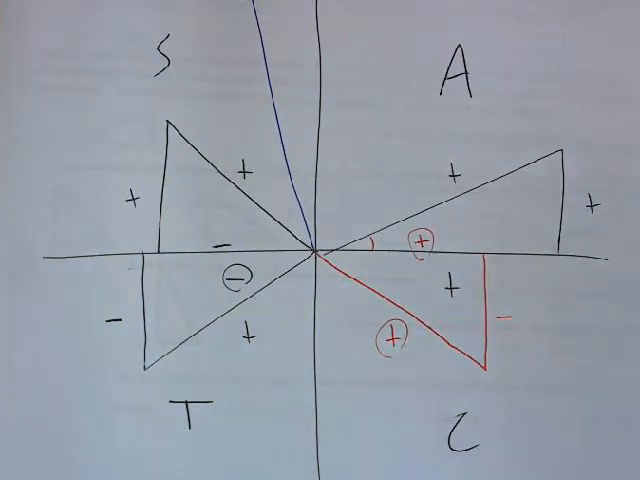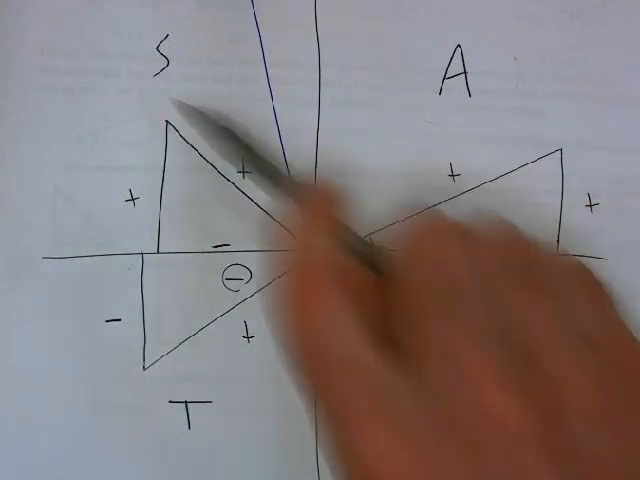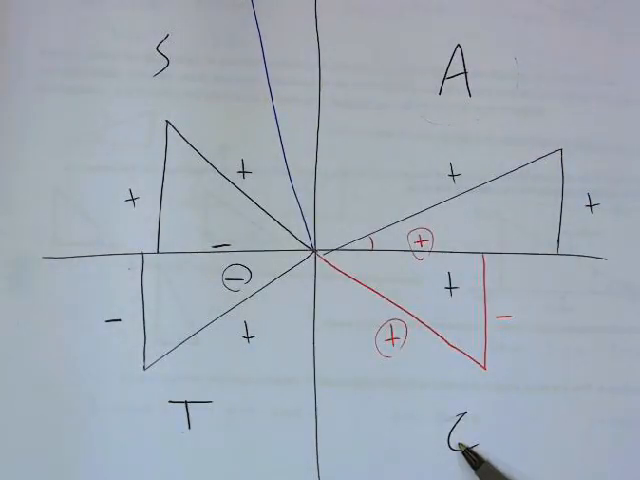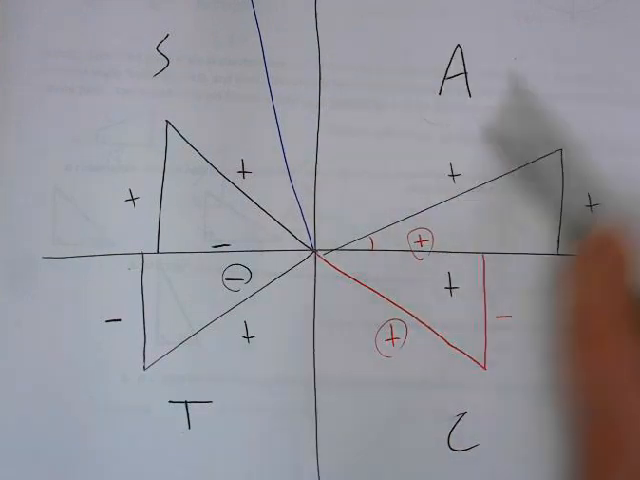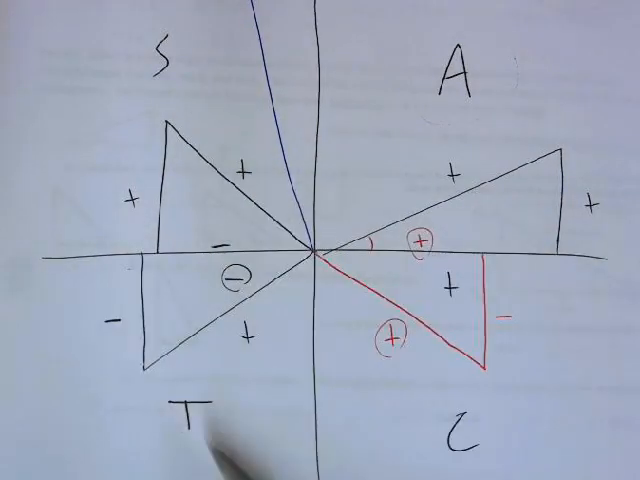Okay, and then this is kind of the little cheat sheet that we're going to use, the ASTC. So the way that we memorize that is, well, first of all, it's quadrants 1, 2, 3, 4, so in that order. And then we say all students take calculus, okay? Or maybe more accurate, all students text in class, okay? But anyways, that's how we remember which trig functions are positive here. They are all positive in quadrant 1. Only sine is positive in quadrant 2. Only tangent is positive in quadrant 3. And only cosine is positive in quadrant 4.